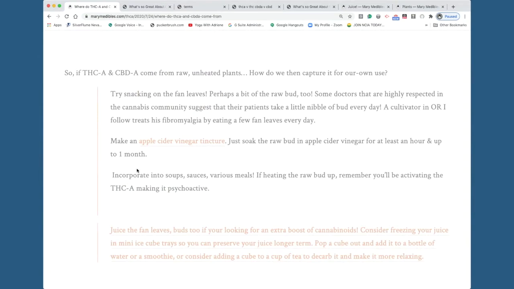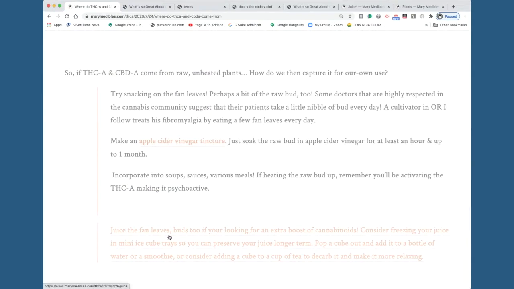So that might be something you could be into. Kind of like instead of an apple a day keeps the doctor away, a nibble of bud a day keeps the doctor away and gets those cannabinoids flowing through you. And you can also incorporate it into soup, sauces, and various meals. But remember, if you're heating up the raw bud, you'll be activating the THCA, making it psychoactive. So let everybody know that you're going to be doing that, just in case they'll be having some.